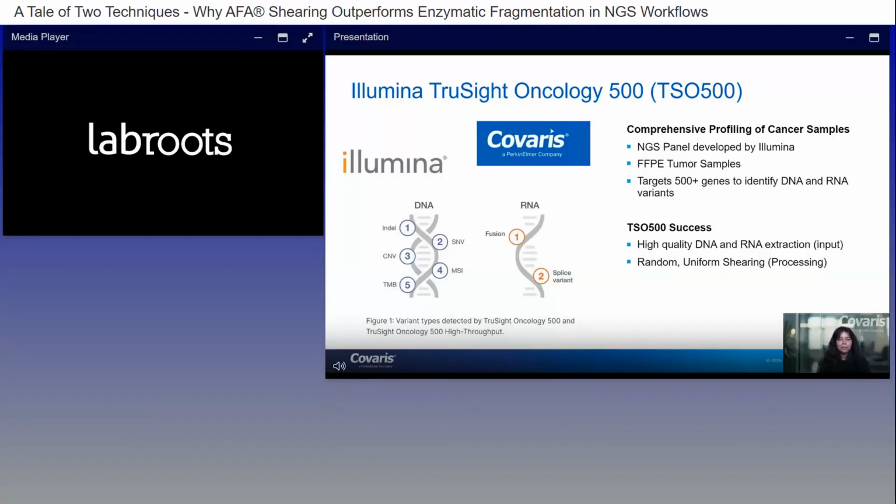However, in order to be performed successfully, TSO 500 has two very important requirements. The first is high-quality nucleic acid, both DNA and RNA. And the second is precise, random, and uniform shearing during library prep.